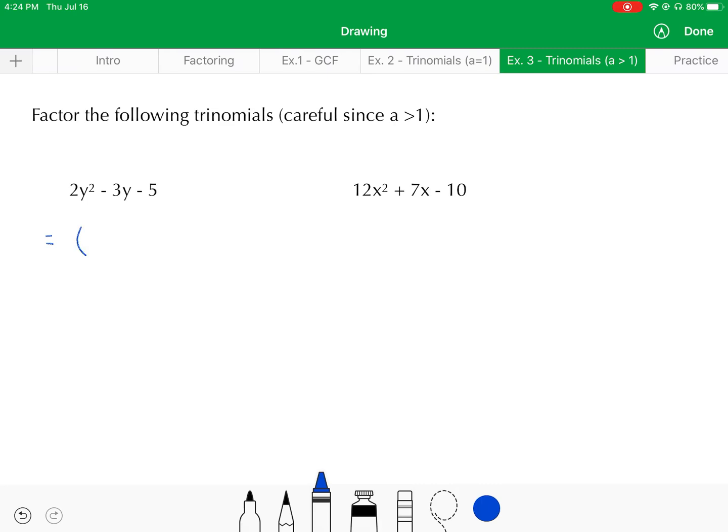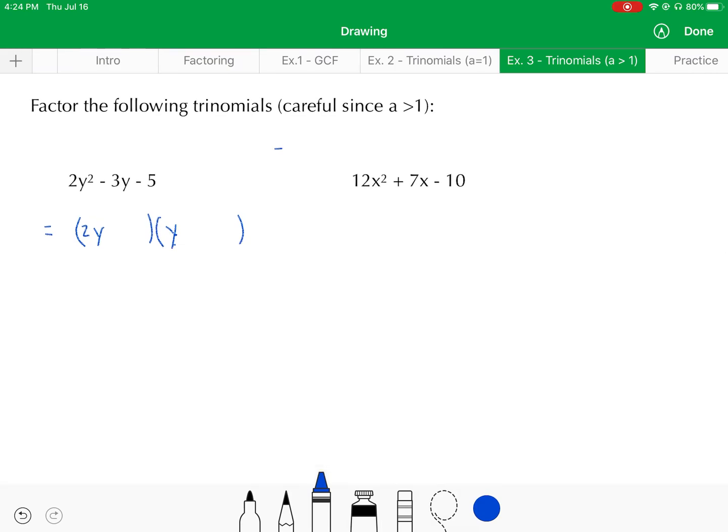If it factors, the factors are going to have to be binomials. And this time, I would say that one of the factors has to begin with 2y and the other one has to begin with y. That's the only way I'm going to get that first term to be 2y squared. Okay. Then the numbers that follow, 2y and y, I know that they have to multiply to the constant of negative 5. So that could be 5 and negative 1 or negative 5 and positive 1.